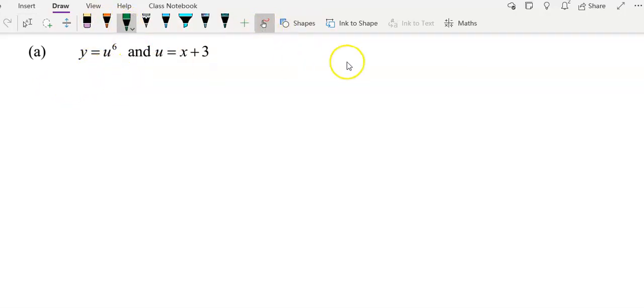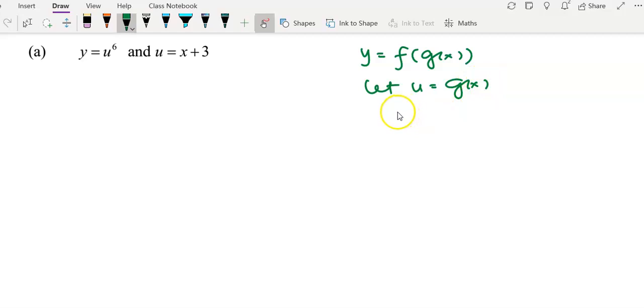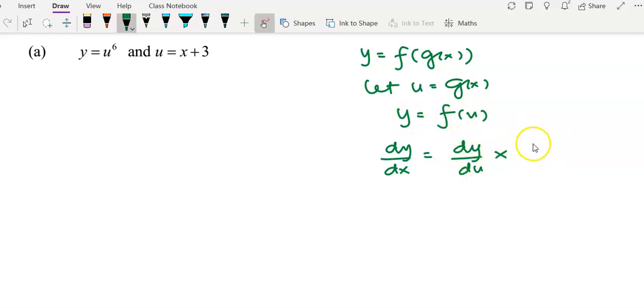First of all, we know that the chain rule is applied to differentiate a function y in the form of f(g(x)). If we let u equal g(x), then our y can be written as f(u). So to get dy dx, we can find dy du, meaning that we differentiate y with respect to u, and multiply by the derivative of u with respect to x.